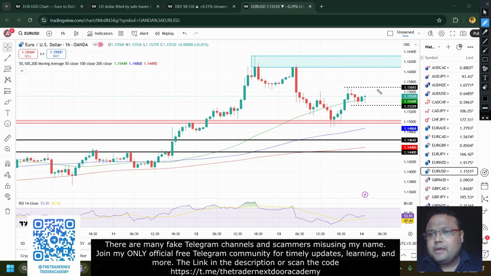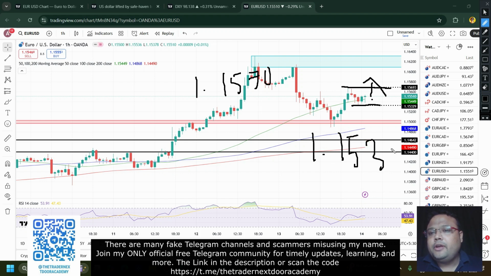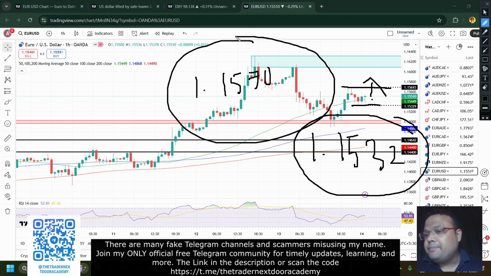For example, if the market breaks 1.1570, this particular level 1.1570, you can look for a buy above it. On the other hand, if the market drops below this particular low, 1.1532, you can look for a sell below it. How much can you expect? It depends on the volume.